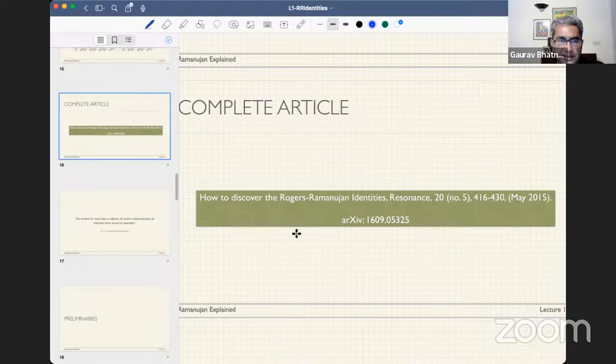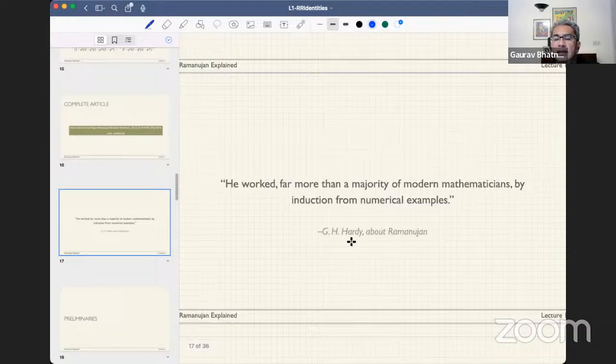And I want to close by mentioning this comment by Hardy about Ramanujan, that he worked far more than a majority of modern mathematicians by induction from numerical examples. This is a takeaway that we will find repeatedly coming up in these lectures.